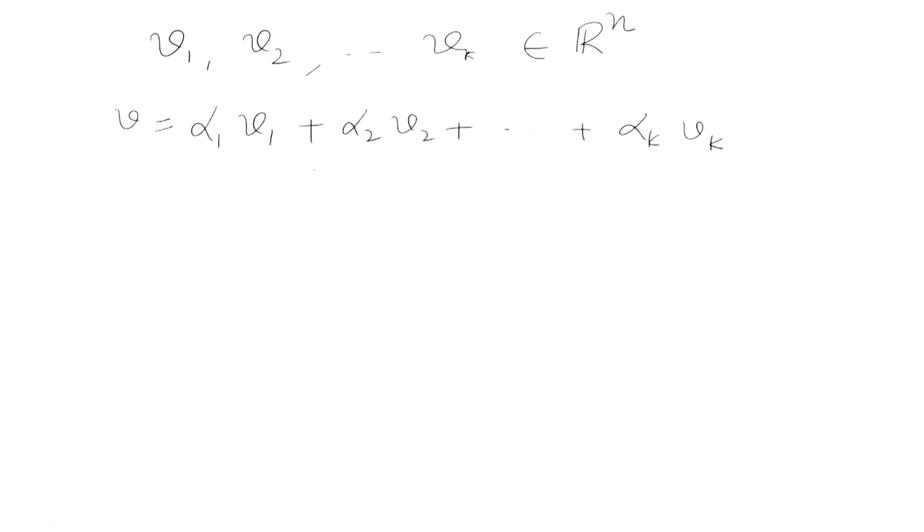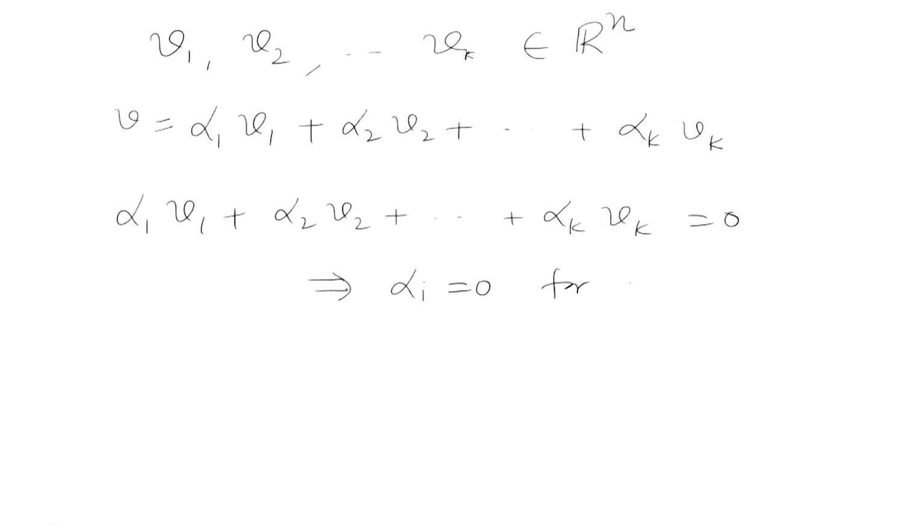Now, if alpha 1 V1 plus alpha 2 V2 plus and so on up to alpha k Vk equal to 0 implies alpha i equal to 0 for all i from 1 to k, then we say that V1, V2 up to Vk are linearly independent. That means you take a linear combination of V1, V2 up to Vk, put it equal to 0 and there exists only one solution, which is alpha i equal to 0 for all i. That means V1, V2 up to Vk are linearly independent vectors or elements.